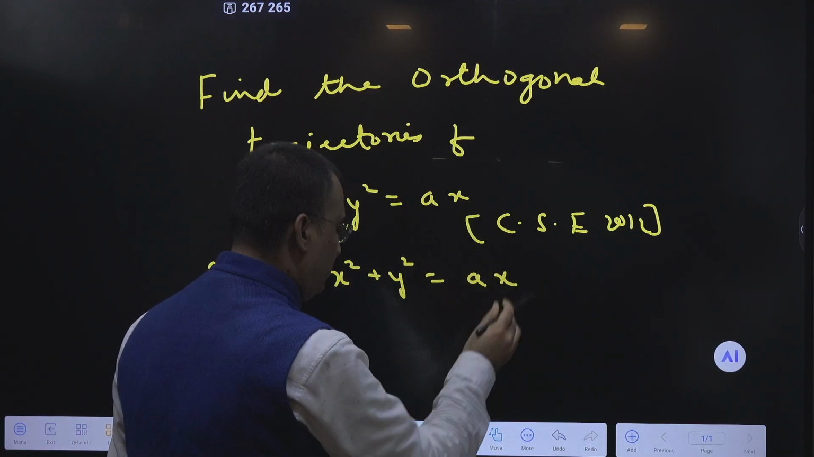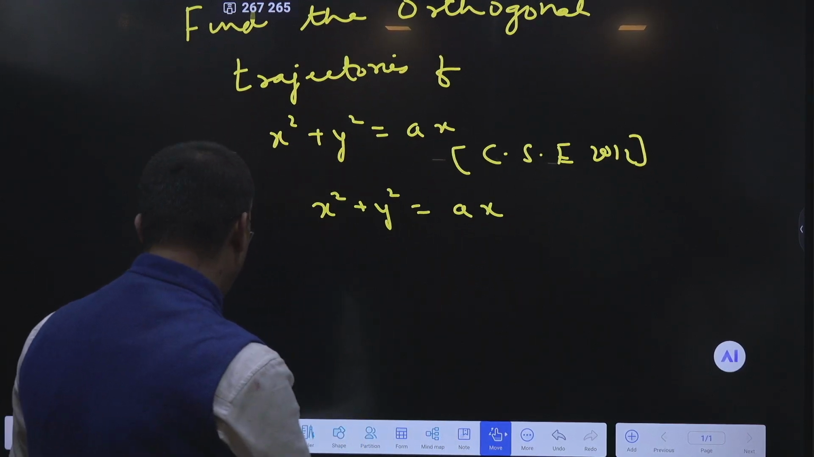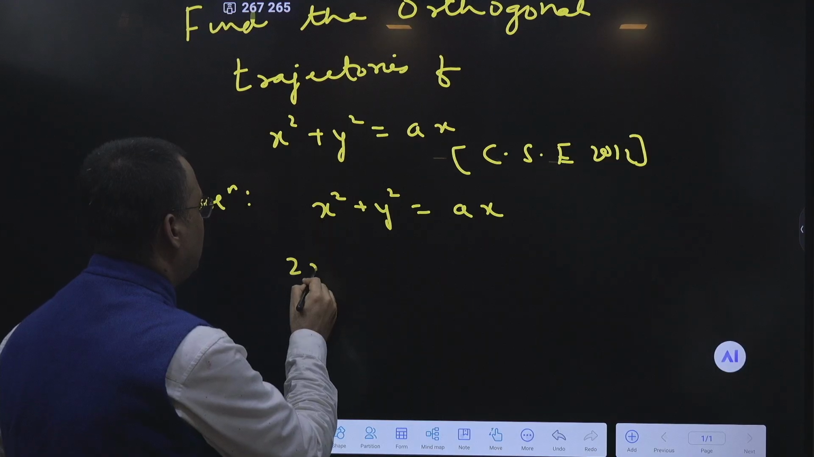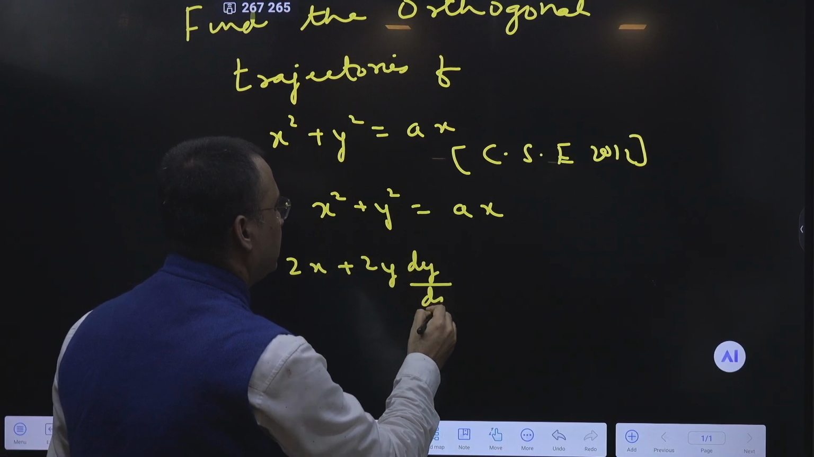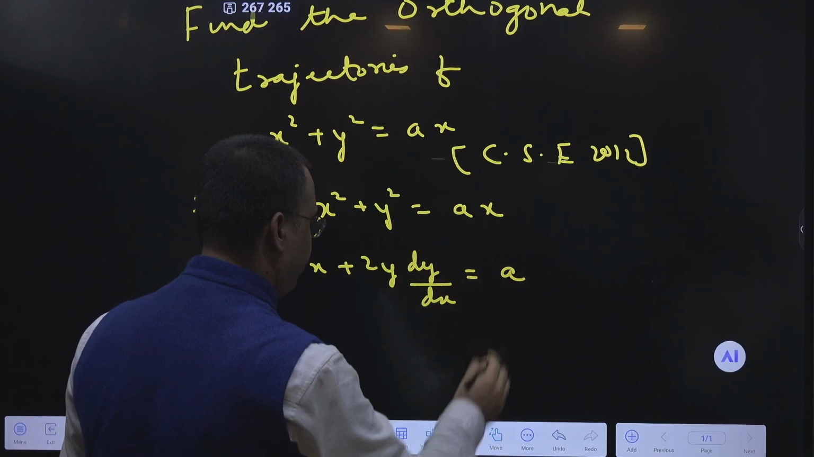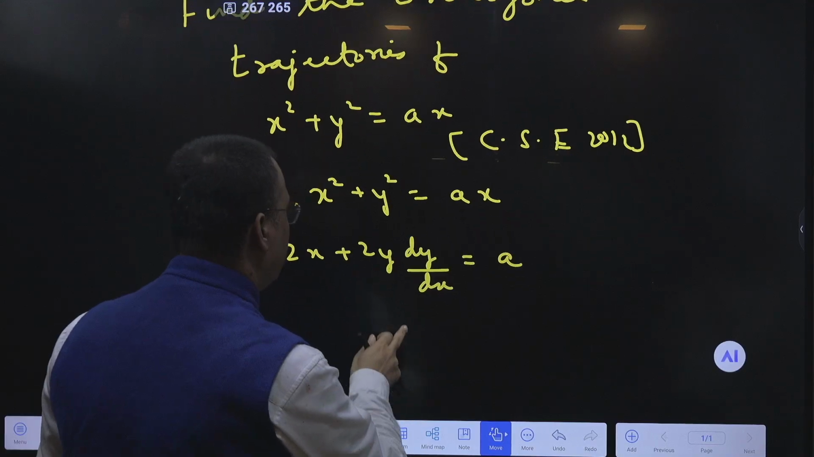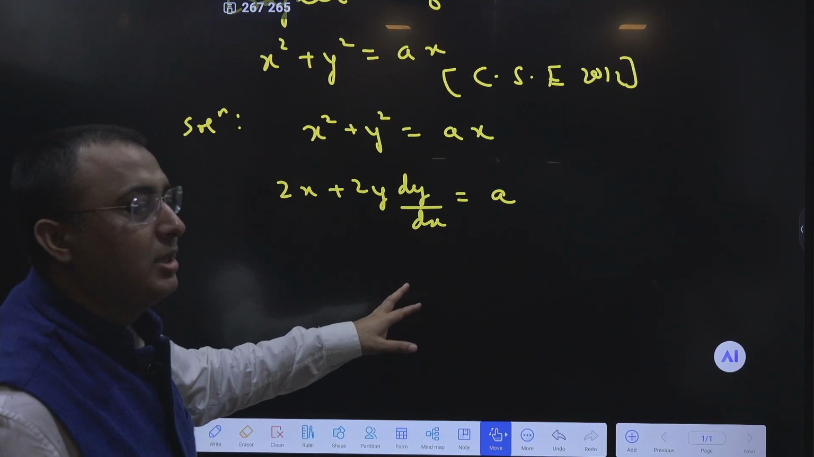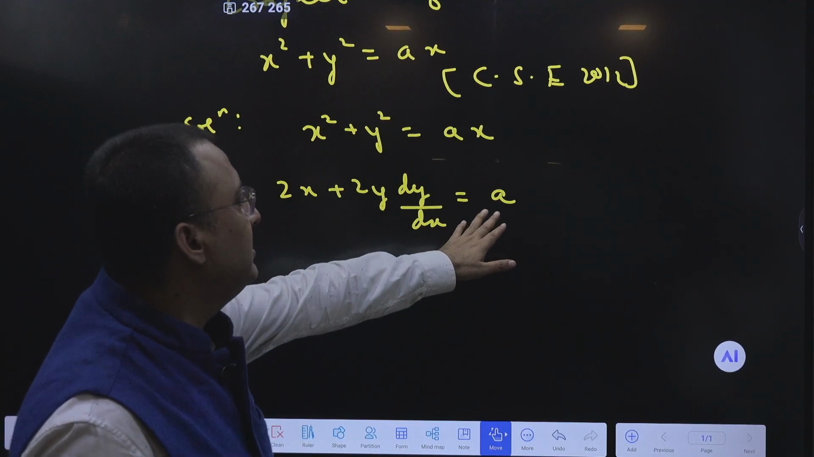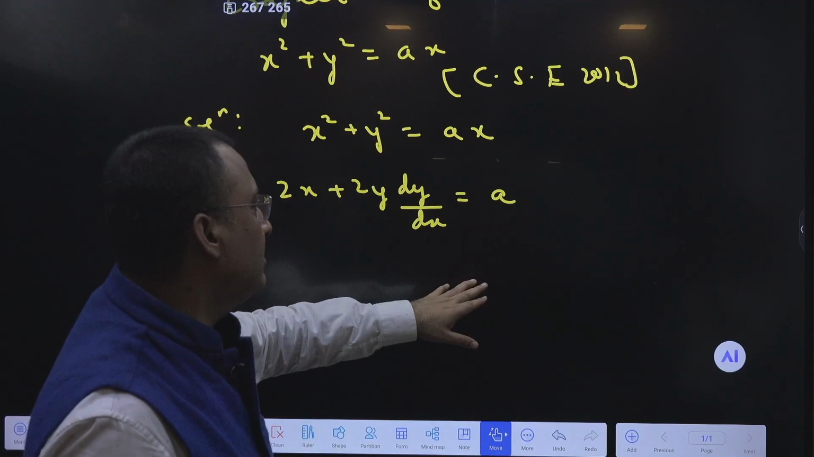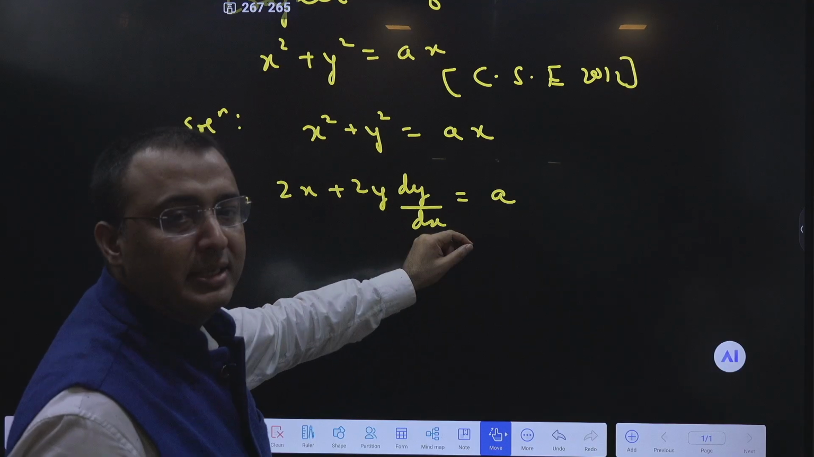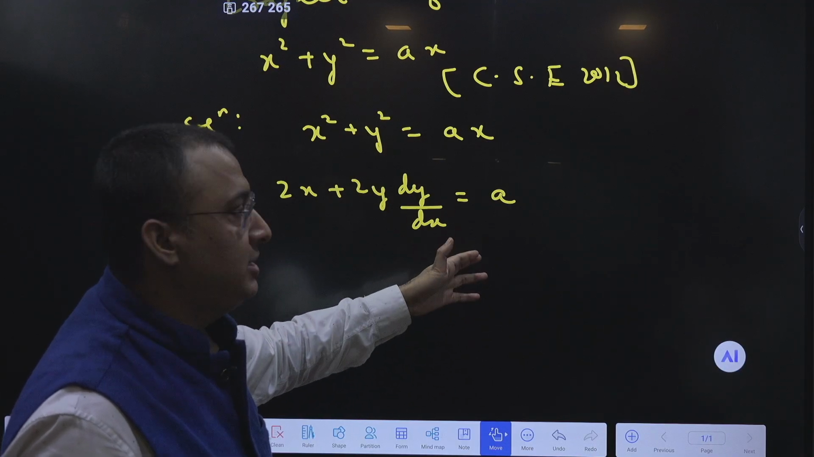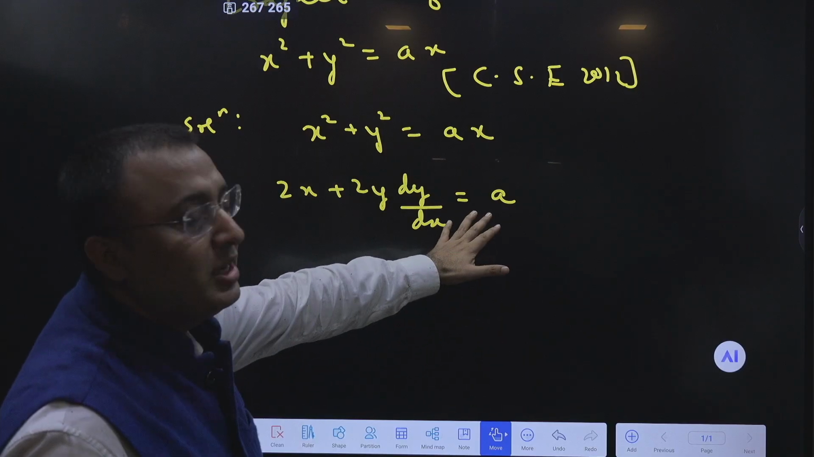So, what they do, everyone, they just differentiate it: 2x plus 2y dy by dx is equal to a. Correct? Now, what mistake they do is that they do not eliminate this a and rather they change dy by dx by minus dx by dy and integrate. So you have to eliminate the parameter.